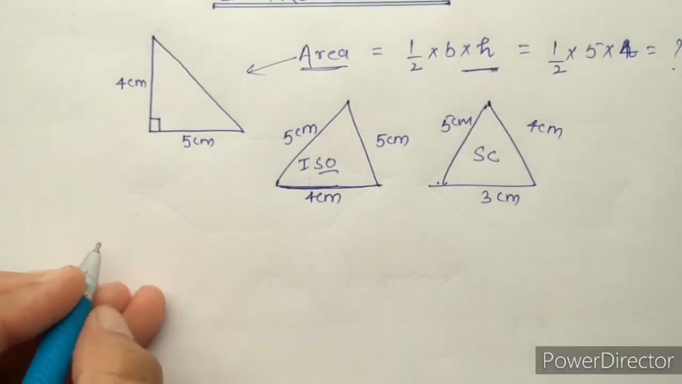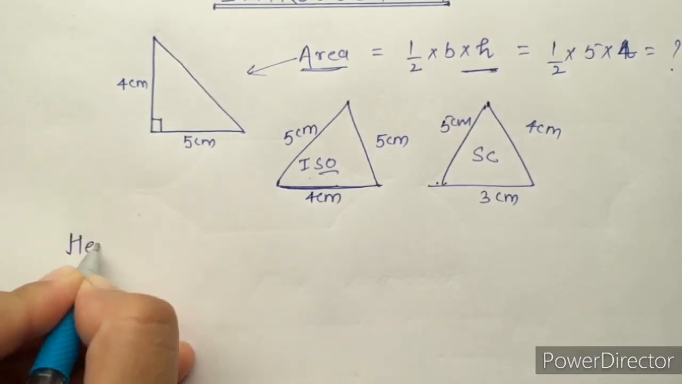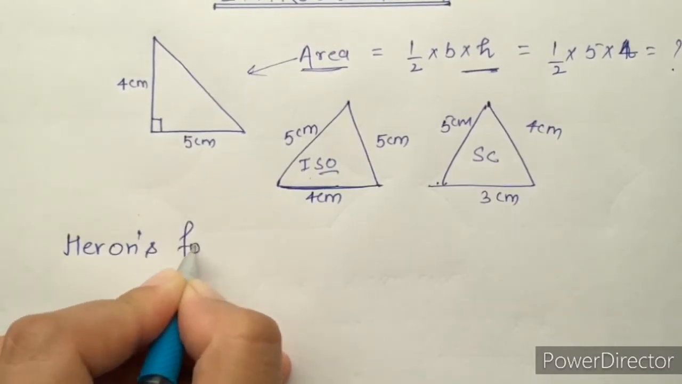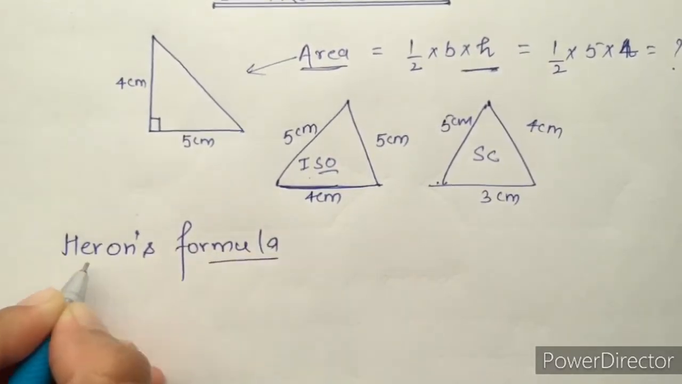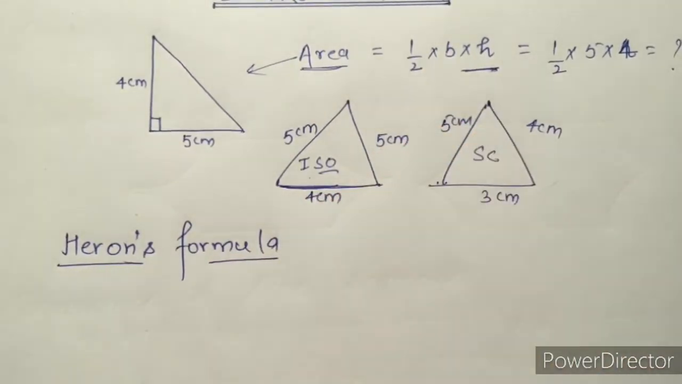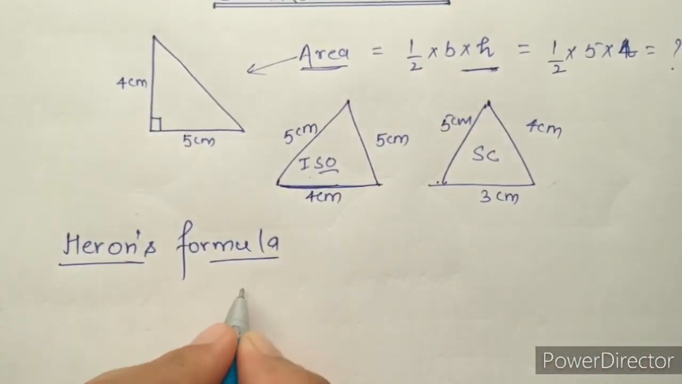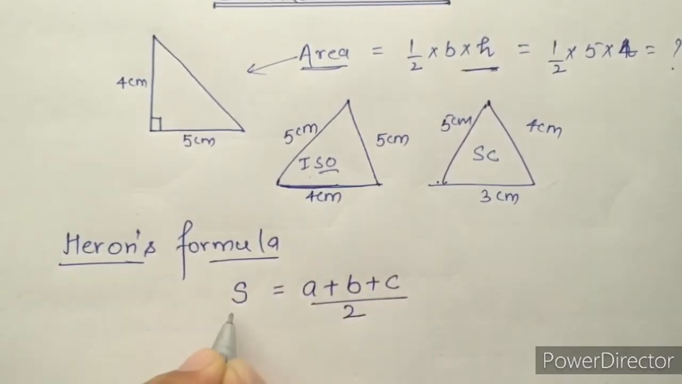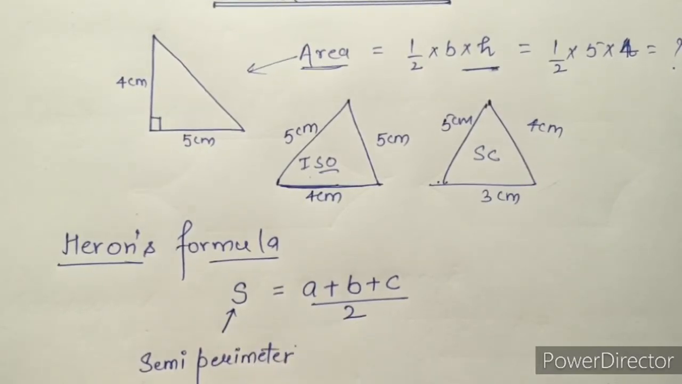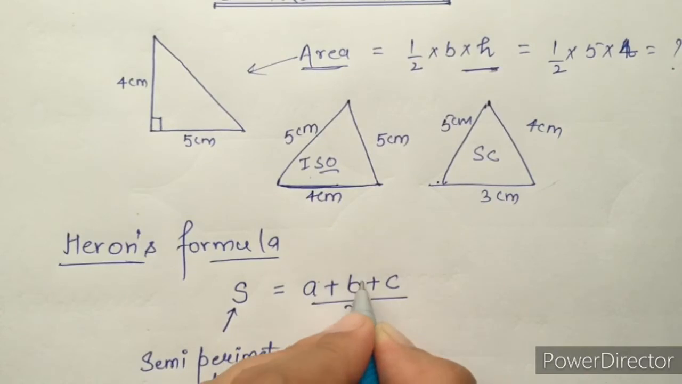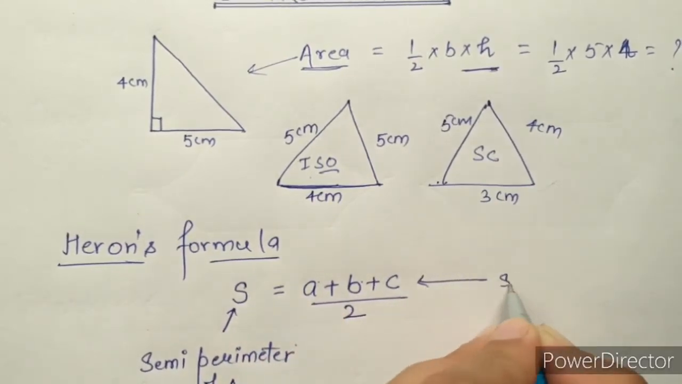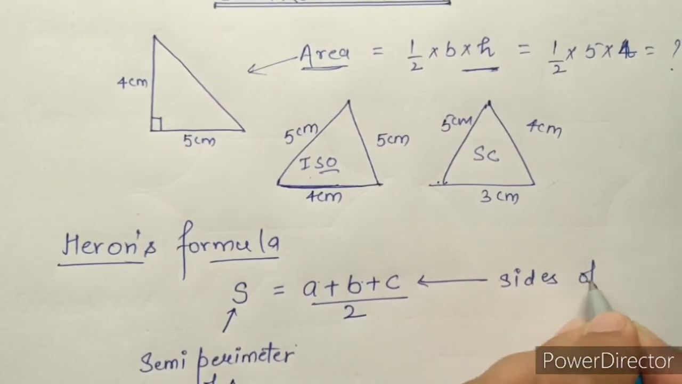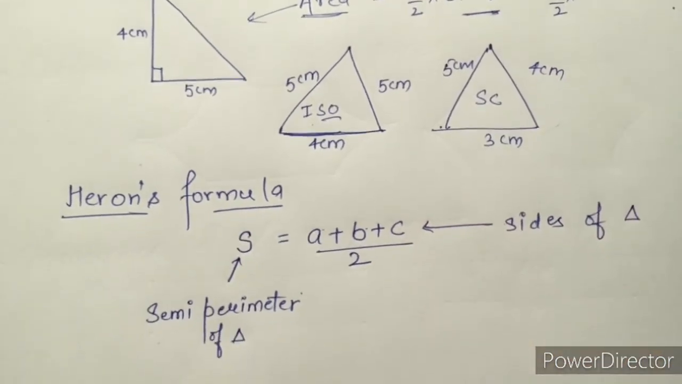Okay, first of all, Heron's formula. Students, the basic information I should know is all three sides of the triangle. There are two simple formulas. S equals A plus B plus C divided by 2. Here S stands for semi-perimeter of the triangle. A, B and C are known as the sides of the triangle whose area we have to find, the sides of the same triangle we are talking about.